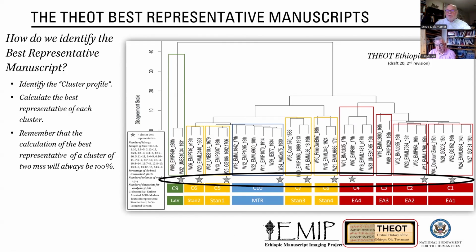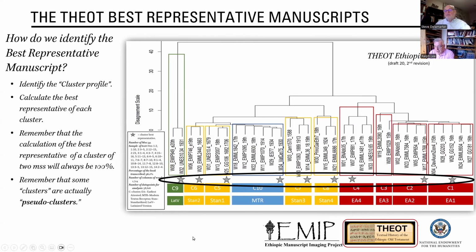point is that for clusters that have only 2 manuscripts, both manuscripts will turn out to represent the cluster 100% according to the formula that we've defined. That's not problematic. It's just a feature of the way that the maths works. And here examples are cluster 9, lat V, and cluster 6, stand 2, both cases where there are 2 manuscripts. So the methodology we've used to choose the best representative there is something else, and we'll come back to that.